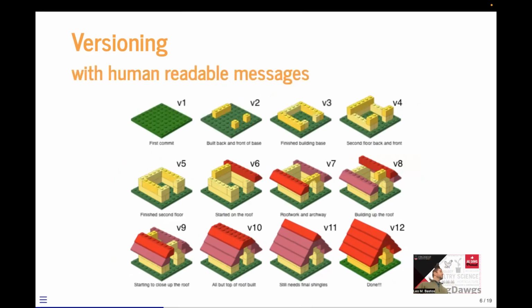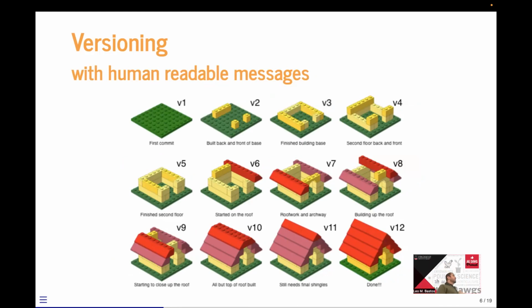And then versioning using Git is really one of the things that Git has is this concept of a commit. So a Git commit is basically you taking a snapshot of your files at that point in time.